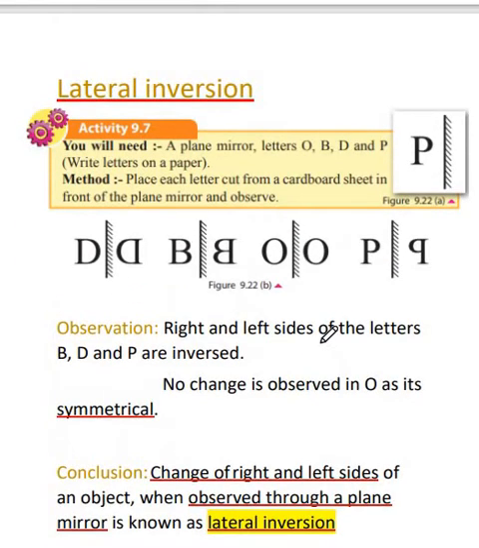Now we are discussing lateral inversion in a much deeper manner. To understand lateral inversion, we are going to do a small practical. We will take a mirror and some letters. You can write them on an A4 sheet in a big manner, or you can take some printouts. These letters are essential: O, B, D and P. So you're going to place the mirror in a certain place and place O, B, D and P in front of this mirror and observe it.